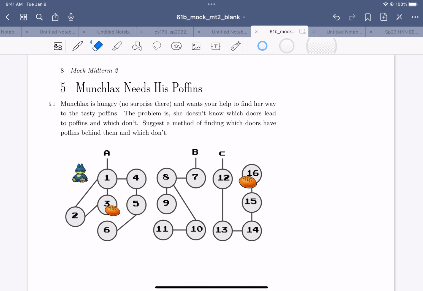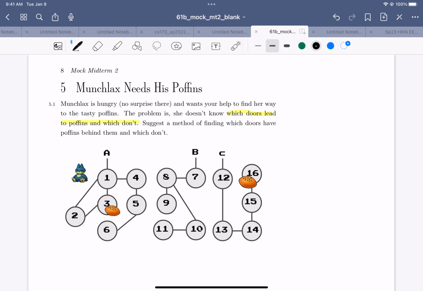So okay, we're going to talk about question number 5, and for this question, we're going to talk about two important graph traversal strategies. The first one is DFS. The second one is BFS. And this question asks us to figure out which door leads to the food and which ones don't. So this is the problem description.